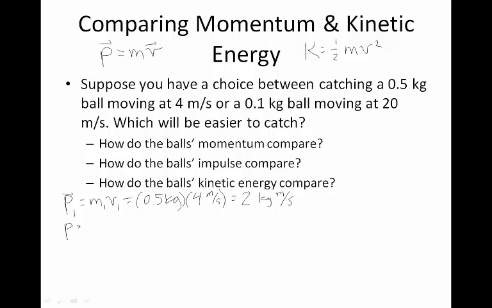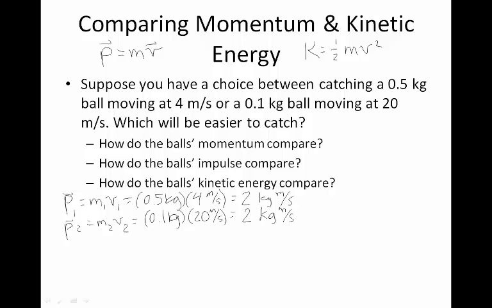Okay, ball number 2, M2V2. The mass here is 0.1 kilogram. The velocity was 20 meters per second. And lo and behold, we still get 2 kilograms meters per second. So as far as momentum's concerned, they have the same momentum. So that doesn't really answer the question about which ball would be easier to catch.